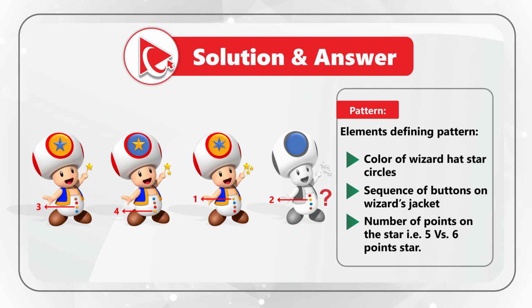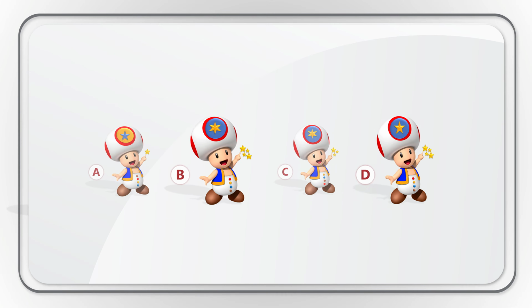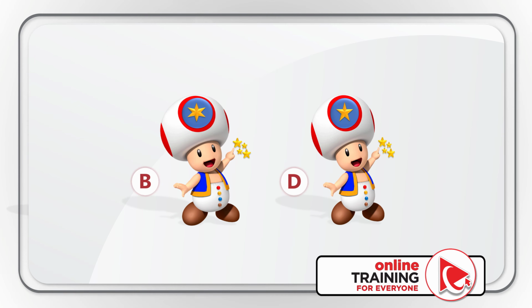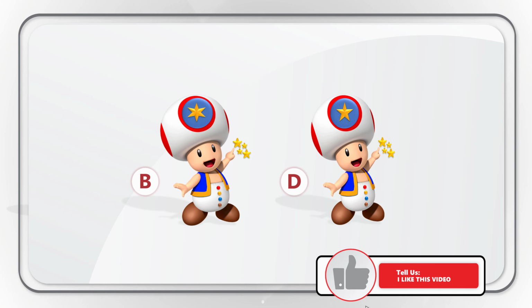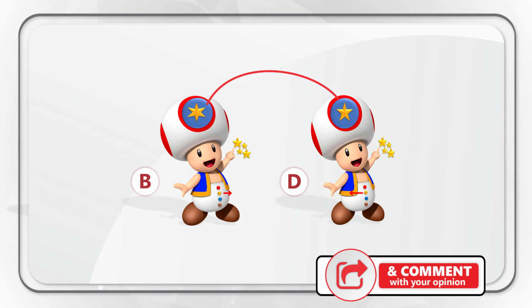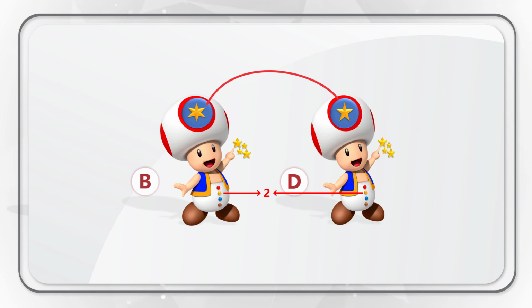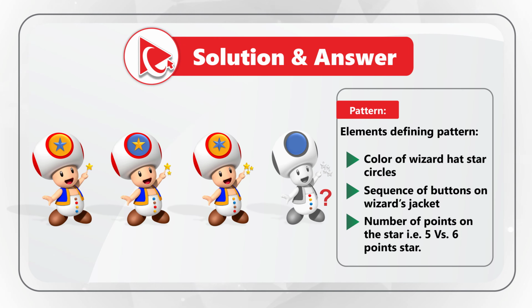What's interesting, if we look at the possible answers, both choices B and D so far match our criteria. They have blue circles on the wizard's head, as well as the yellow button in the second position. So as you might have guessed, there's a third element which defines the pattern. And this element is the number of points on the star. We have 2 types of stars here, the 5-point star, pentagram, and hexagram, which is a 6-point star.